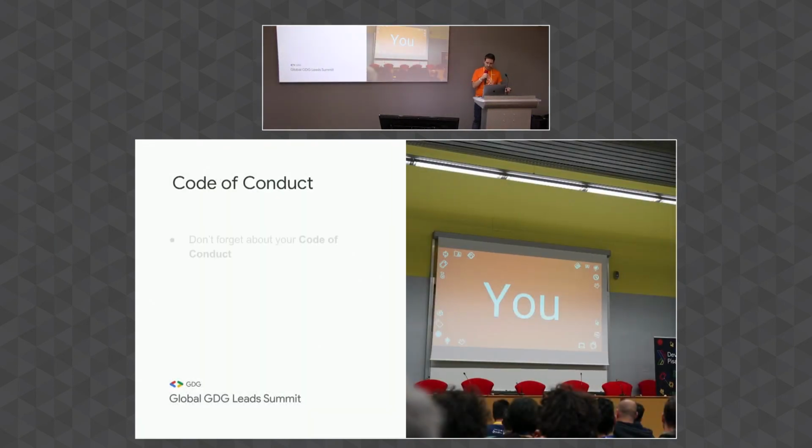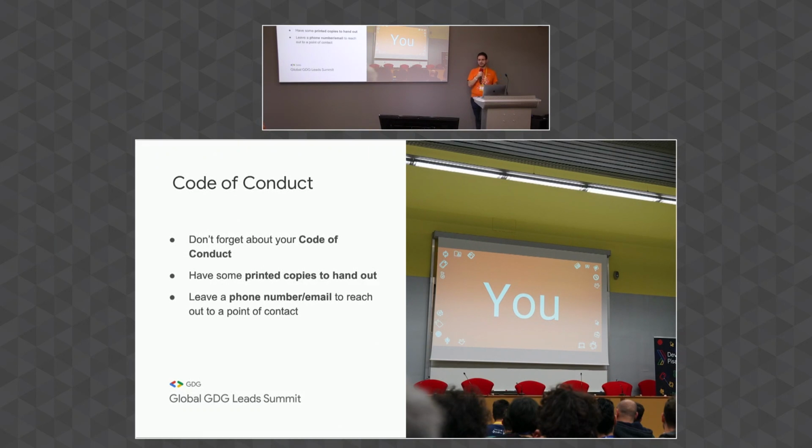Think about a code of conduct. We could actually give a talk about that alone, so I'm just going to touch on it super fast. But don't forget about that. It's extremely important if you want to build an inclusive event. We printed, I think, 20 copies, and we stuck them around every room. And also, really important, leave a phone number or an email there so that people can actually reach out to you.